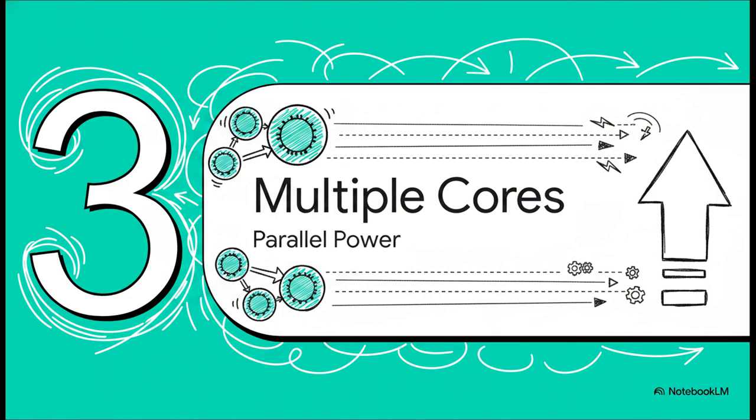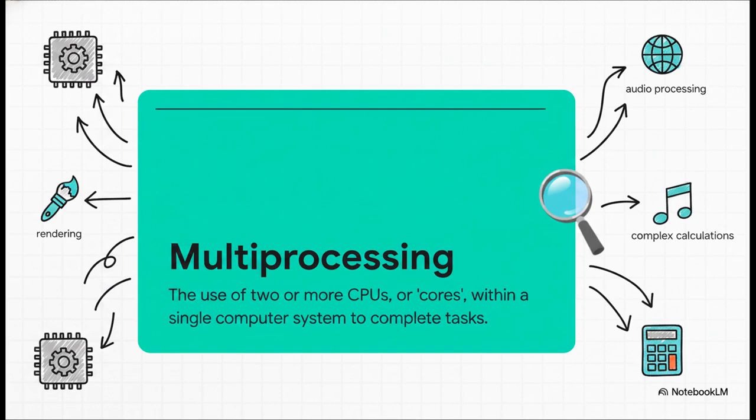Well, that's where multiprocessing comes in. Okay, now this is where the magic gets real. Unlike that rapid-fire switching of multitasking, multiprocessing is true parallel work. If your CPU has, say, 4 cores, it can literally work on 4 completely different tasks at the exact same moment. No illusion this time.